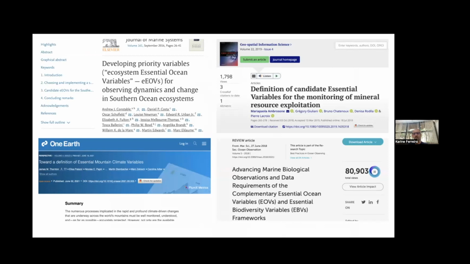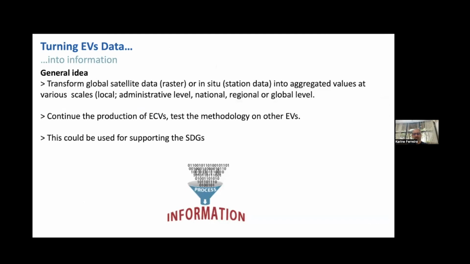As I said, there are many other communities that are building their own essential variables. You can see some of them on the screen. You see that there are essential variables now for the mountain, for the ecosystem, or ecosystem specifically targeting the ocean, also for the exploitation of mineral resources, and so on and so forth. But really the idea, and through this GeoEssential project, we've shown that once we have these essential variables, you can really turn them into information and indicators.